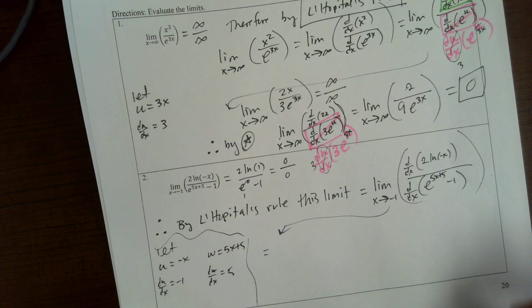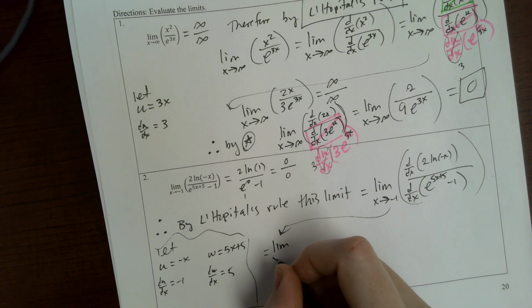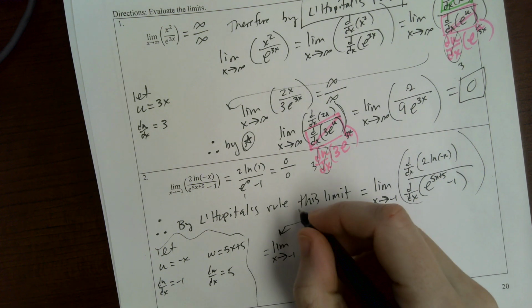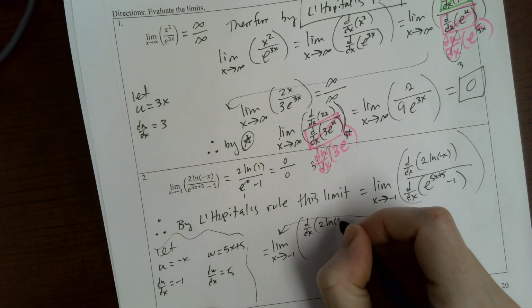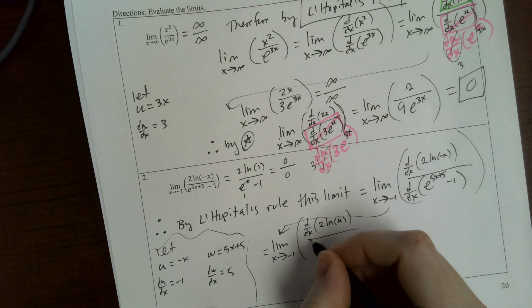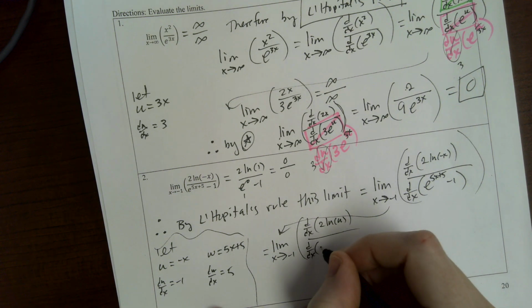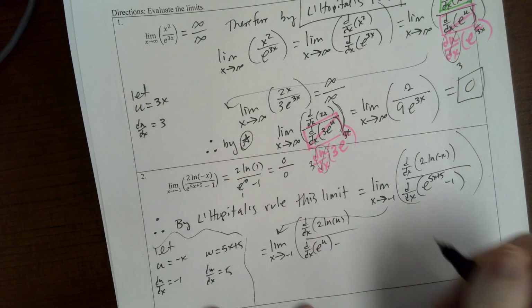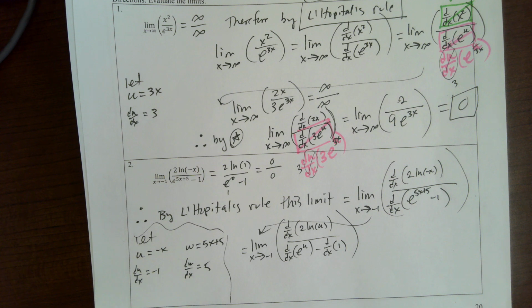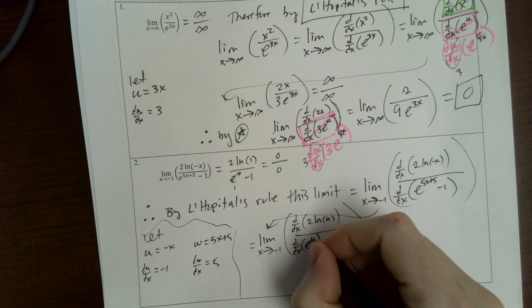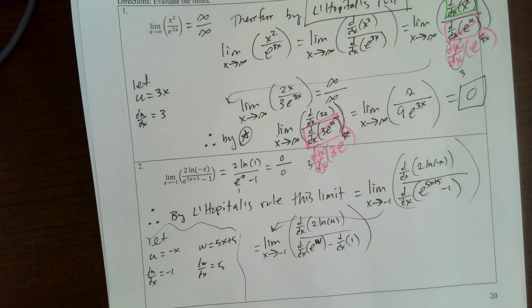So this is equal to the limit as x approaches -1 of d dx of ln of u over d dx of e to the w minus d dx of 1. Okay, so I split those up in the bottom because one of the terms needed chain rule but not the other. Okay, so now everything is a one step, but we've got some one steps with chain rule.